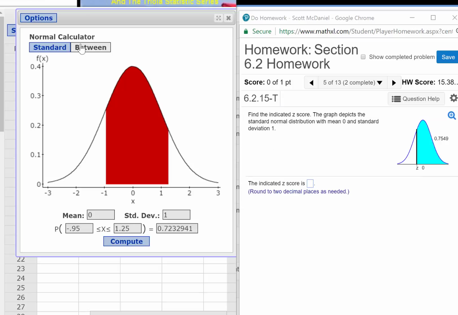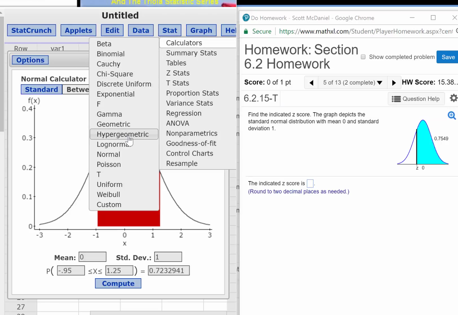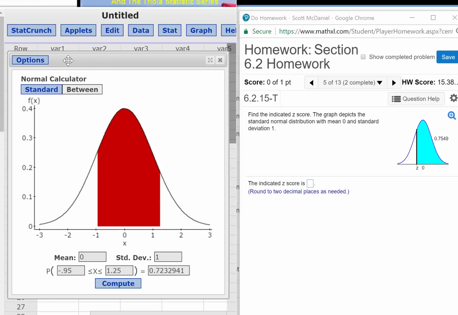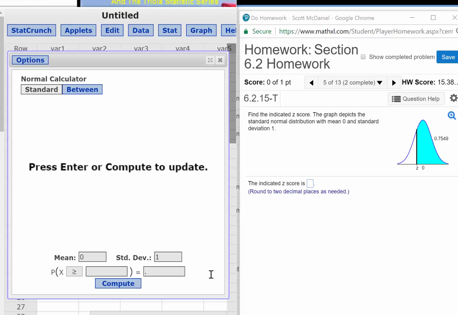So on StatCrunch, when you pull up the calculator, again, you do that by going to Stat, Calculators, and select Normal. And this calculator will pull up. If you're on the between, you need to toggle back over to the standard. And so here we have the mean 0, standard deviation of 1. That's the same. Now we need to change our area here to 0.7549. And now press compute.